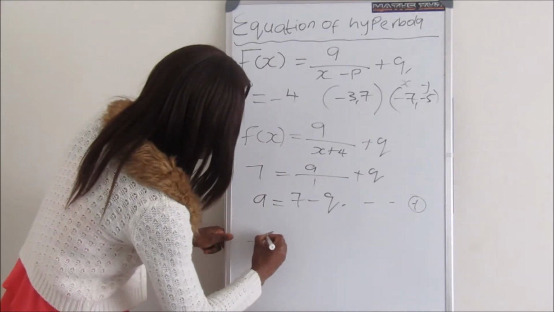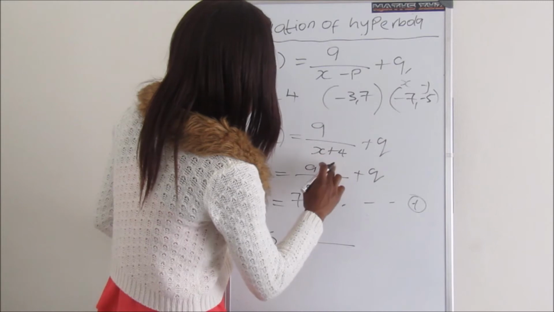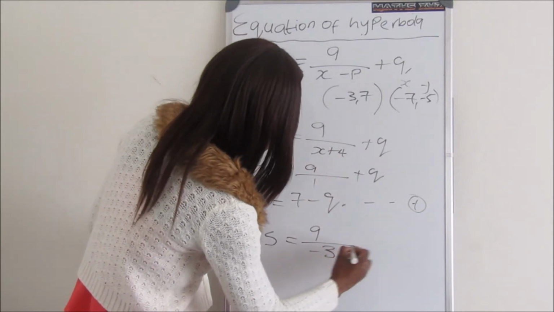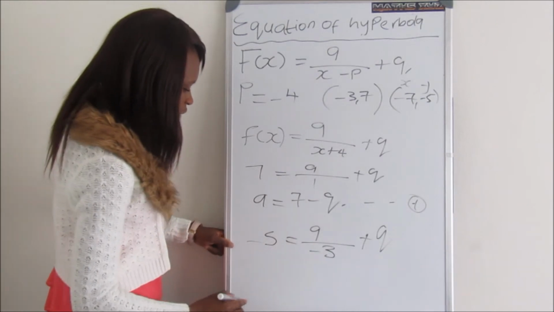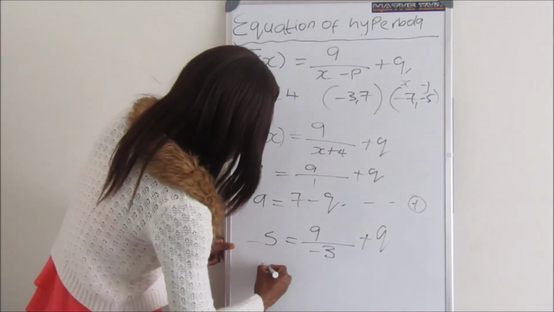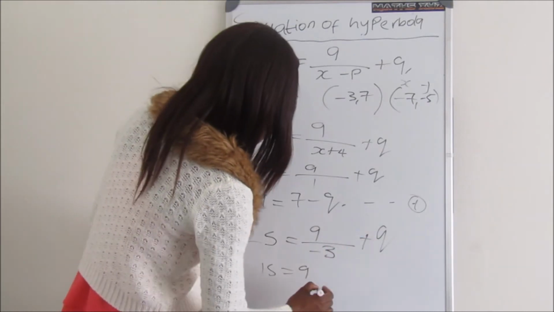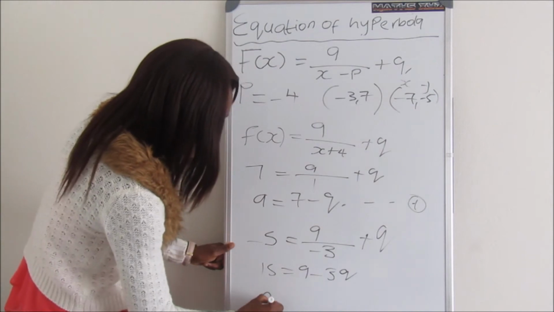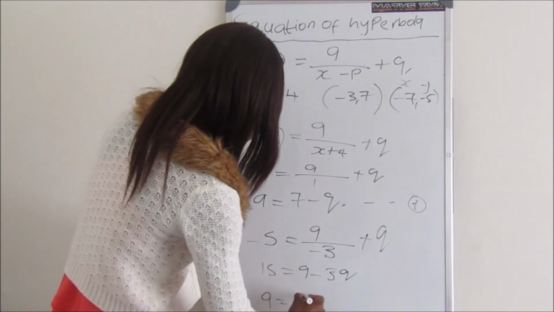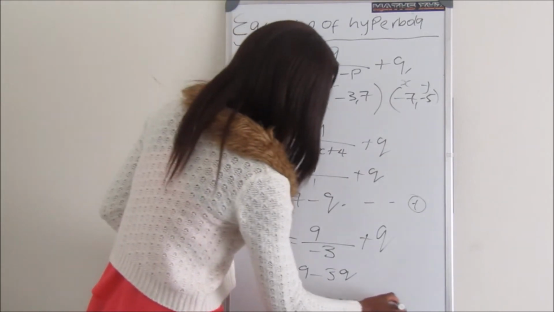Then we'll have -5 is equal to a divided by -7 plus 4, which gives us -3, plus q. Then -5 multiplied by -3 gives us 15. It's equal to a minus 3q. Then making a the subject of the formula, we're left with a equals 15 plus 3q. Now this is our second equation.